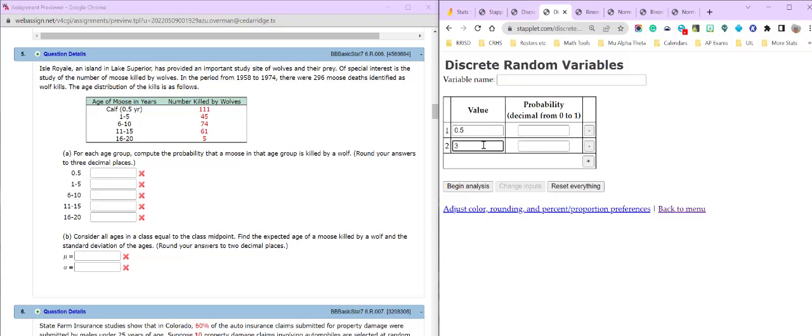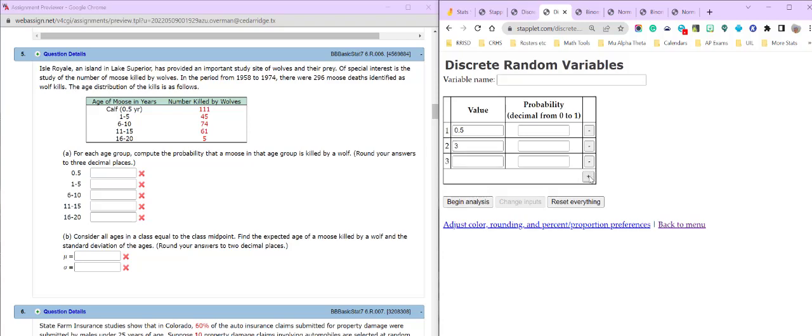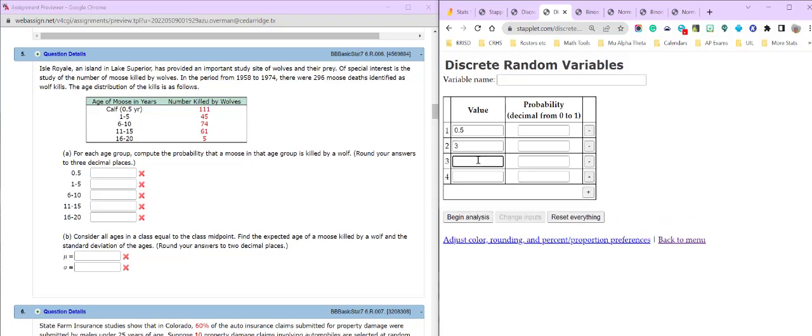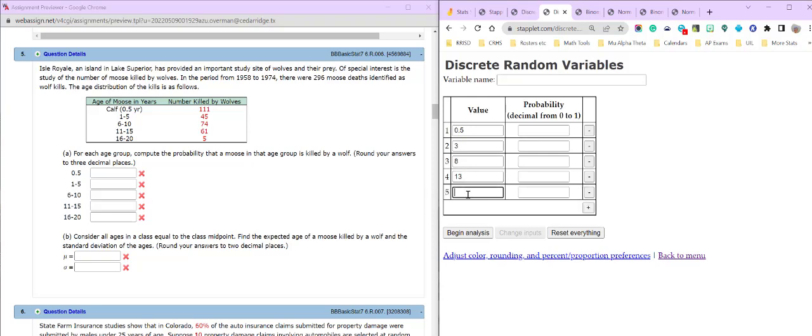1 to 5, that's a midpoint of 3. And then we have 6 to 10, that's a midpoint of 8. 11 to 15 is a midpoint of 13. And then 16 to 20 is a midpoint of 18. All right. Now we know that there are 296 moose deaths. So I could add these up, but I don't have to.